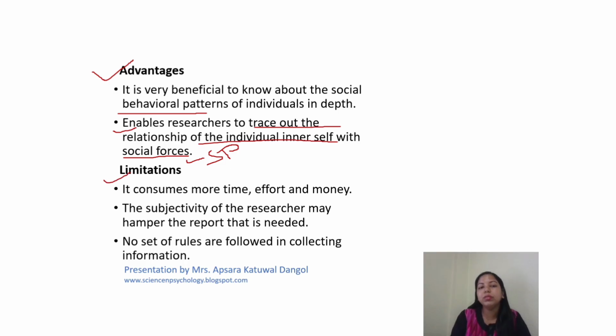Now let's talk about the limitations of case study. It consumes more time, effort, and money. The subjectivity of the researcher may hamper the report, because in case study what the researcher has to say, their expectations or what they want to interpret, may hamper the report in its original form. Also, in case study, there is no set of rules during the collection of information.